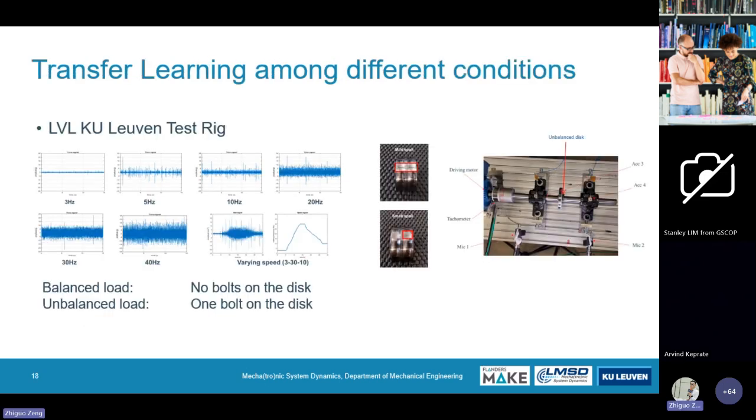Then we tried to do transfer learning between different conditions. We use some data sets from our simplified test rigs, where we have bearings that we can open, create specific sizes of faults with manufacturing techniques, and then close them and put them back to the test rig. We can apply some balanced loads, and we can do varying speed or load conditions. Here it is a varying load condition and for different speeds.